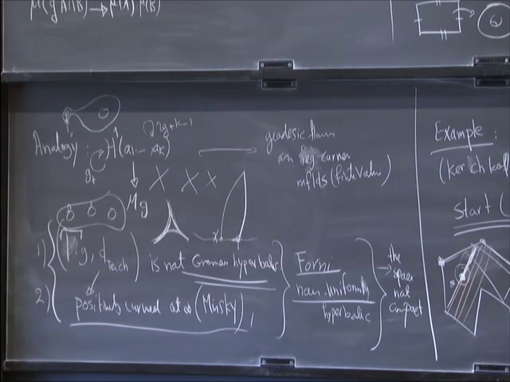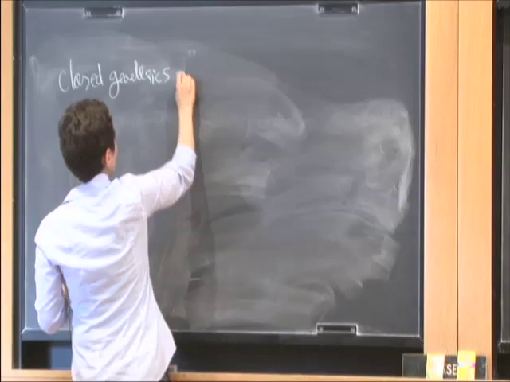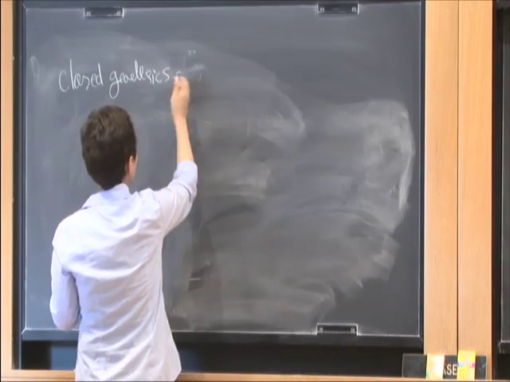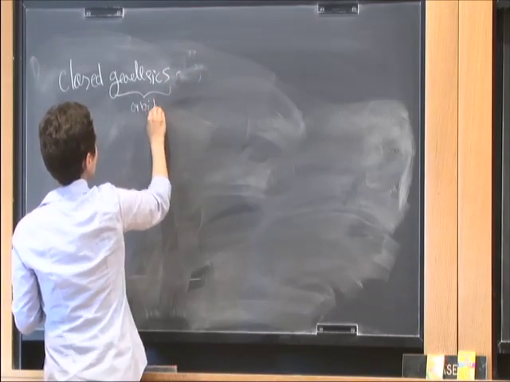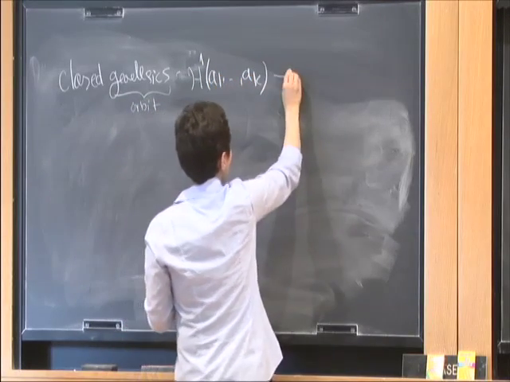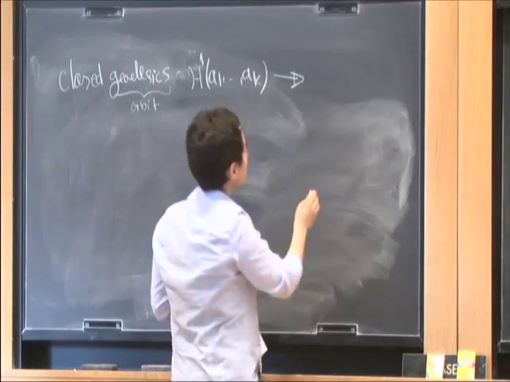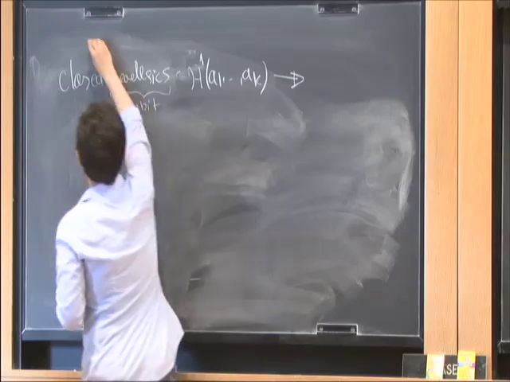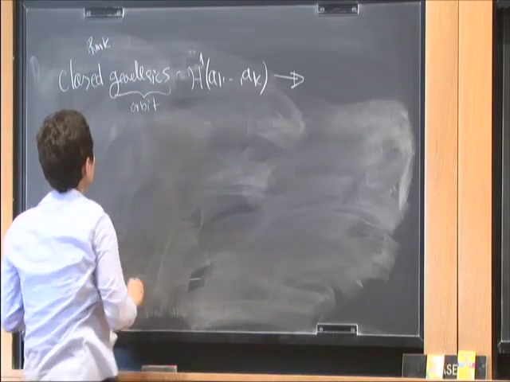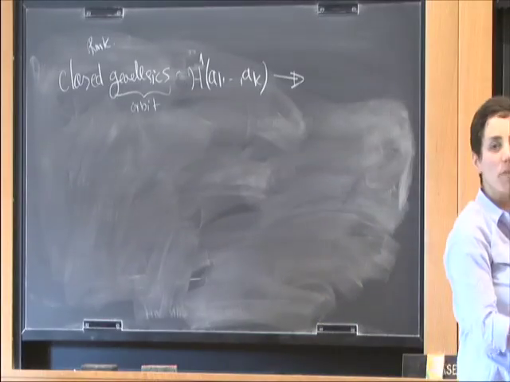But on the other hand, a closed geodesic on MG, or basically a closed orbit of the GT action on H1, is something quite nice. Maybe this is more like a remark. Why? It's like a closed geodesic on the modular surface. The length has some nice meaning.